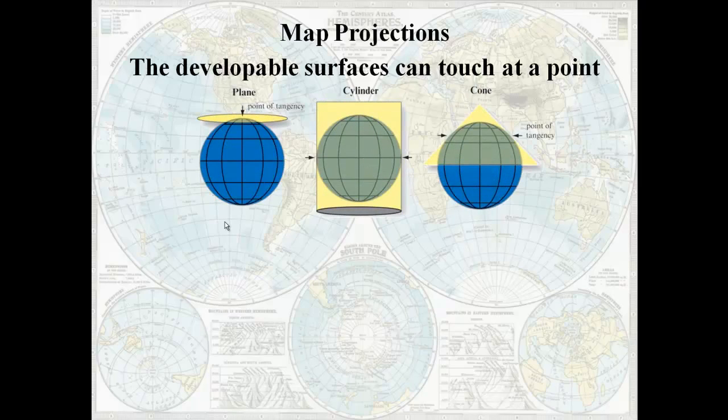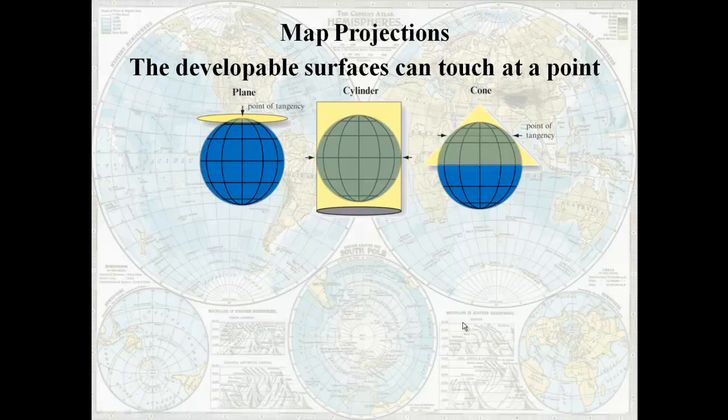Okay, the developable surfaces can touch the surface of the planet in different ways. They can touch it just at a point, and that would be called a point of tangency. So I can have a plane that touches the Earth right at the pole. That plane could touch the Earth at any point, but it'll only be at one single point. Where the cylinder is tangent to the surface, it's going to be touching it along a line that goes all the way around the surface of the Earth. So that would be a line of tangency. And where the cone touches would also be a line of tangency, but it wouldn't be an equatorial line. It would be a line that's at some other latitude.